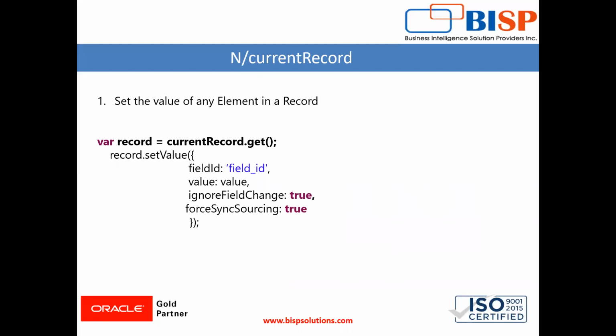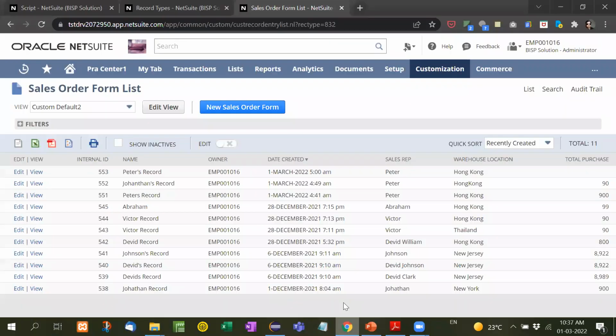I recommend you to watch my previous video of user event and client event. So this is another method to fill a value at the time of form filling, or we can say at the time of page load. Now see here, the syntax is record.currentRecord.get and record.setValue equal to field ID and value. Now let me show you with an example here.